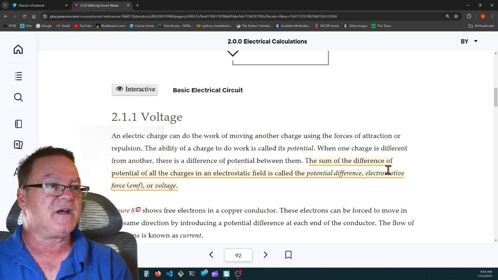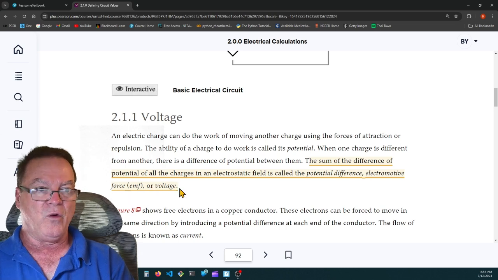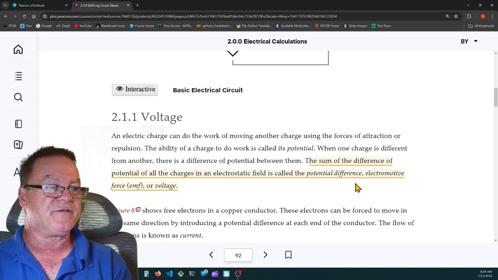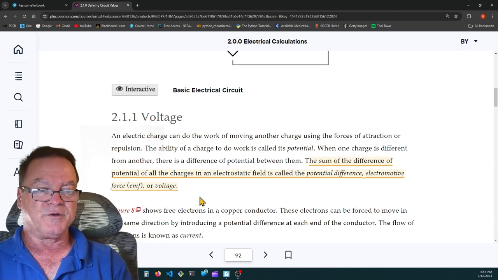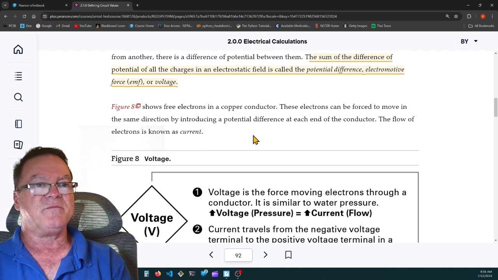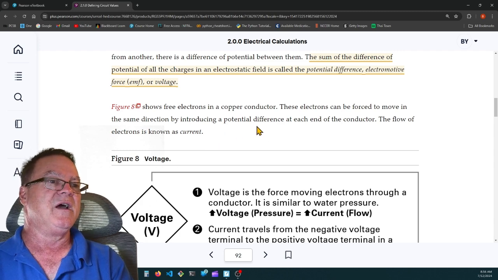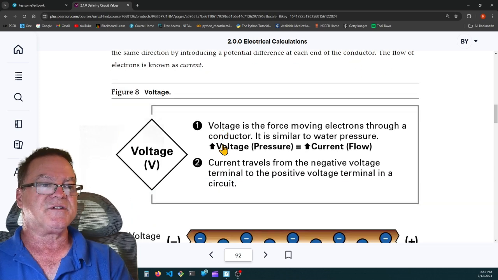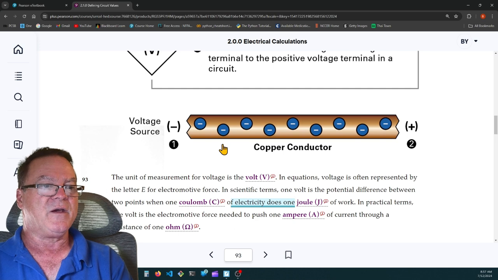Here, this is highlighted. It says the sum of the difference of potential of all the charges in an electrostatic field is called the potential difference, electromotive force, or the voltage. All three of those mean the same thing: potential difference, electromotive force, voltage. It says figure 8 shows free electrons in a copper conductor. These electrons can be forced to move in the same direction by introducing a potential difference at each end of the conductor. The flow of electrons is known as current.